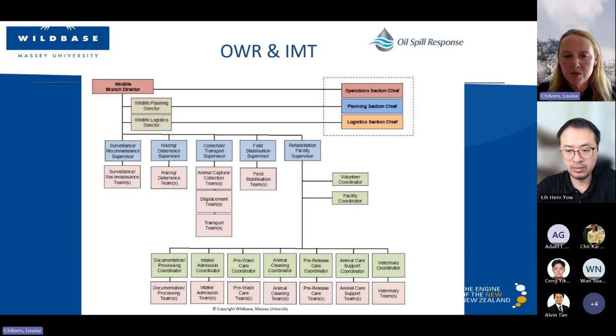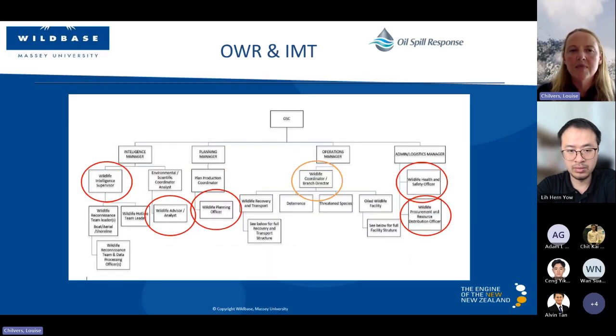I feel more comfortable showing you how New Zealand does it, given that that's the system I work in. So here is New Zealand's view. So here are the commanders, on-scene commanders in that system. Then you have, you know, intelligence, planning, operations, logistics, and admin. So everything circled in red and orange is the wildlife component of that, fully integrated into the system.